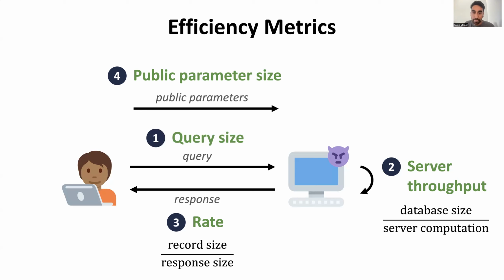Why do you use this database size over server computation? That seems a little bit unnatural. Why not just use server computation as a function of n? Usually we just talk about server computation as a function of the database size n, right?